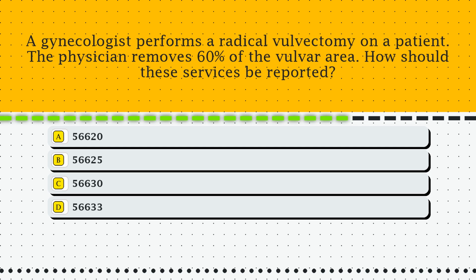Question 85. A gynecologist performs a radical vulvectomy on a patient. The physician removes 60% of the vulvar area. How should these services be reported? Option A, 56620. Option B, 56625. Option C, 56630. Option D, 56633.